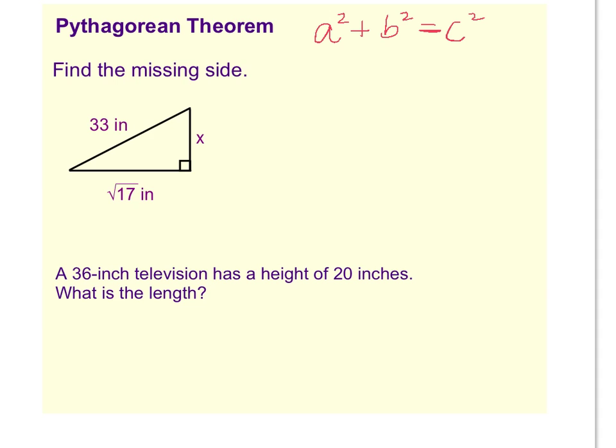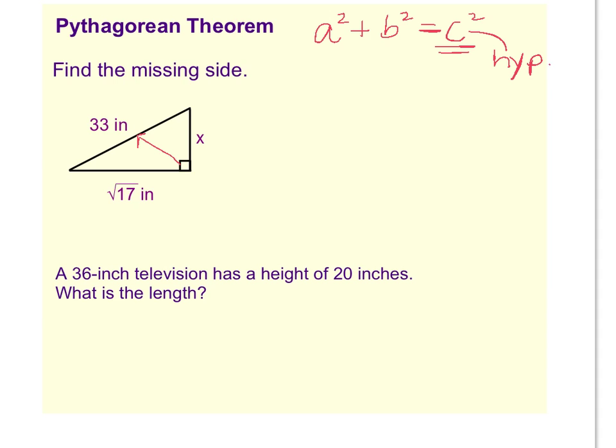The only thing you need to be careful about is what you plug in for c squared. Your side c has to be the hypotenuse, which is the longest side of the triangle. In this first example, the longest side is 33 inches. If it's hard to tell from the picture which side is longest, it will always be opposite your 90 degrees. So that's always the hypotenuse.